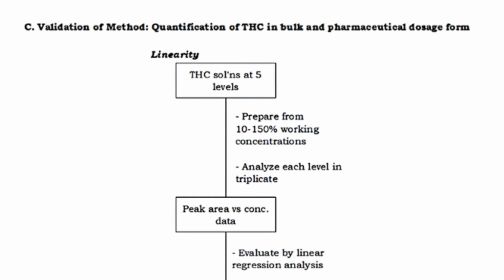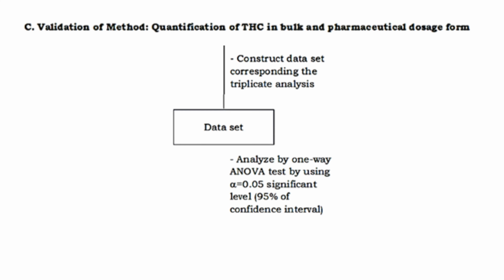For linearity, THC solutions at 5 levels were prepared from 10 to 150% of working concentration. At each level, analysis was carried out in triplicate. The peak areas versus concentrations data was evaluated by linear regression analysis. 3 datasets corresponding to triplicate analysis were constructed. These data were analyzed by one-way ANOVA with post-test Tukey using 95% confidence interval.